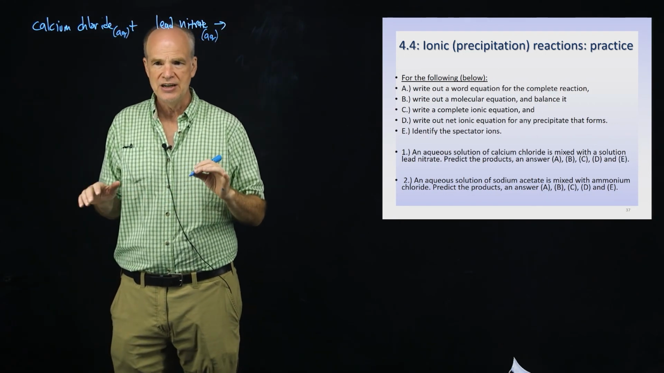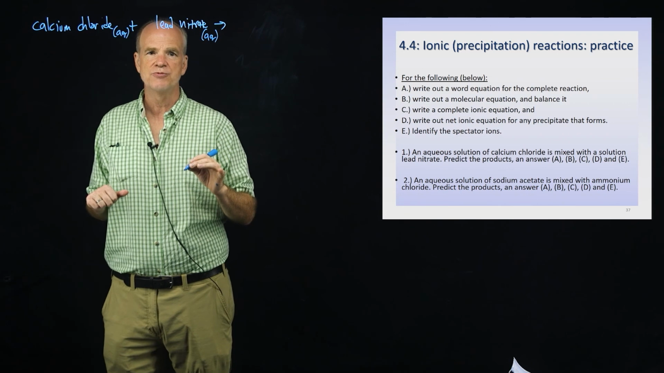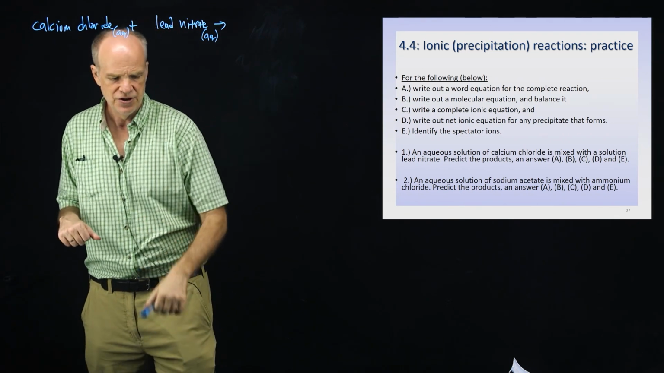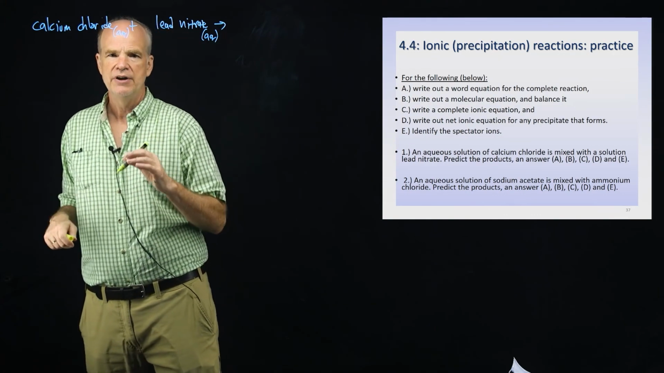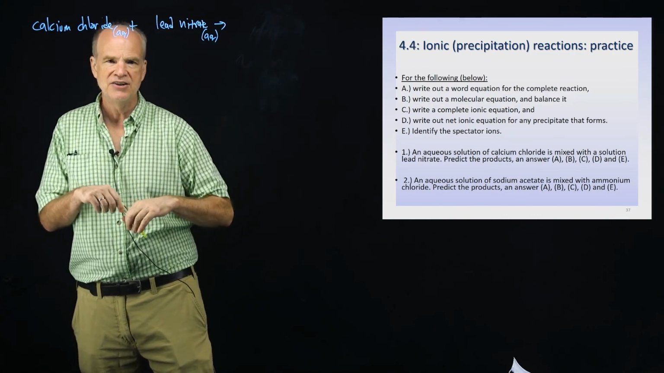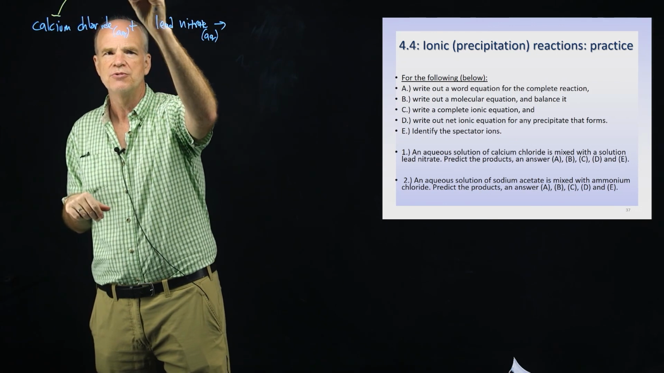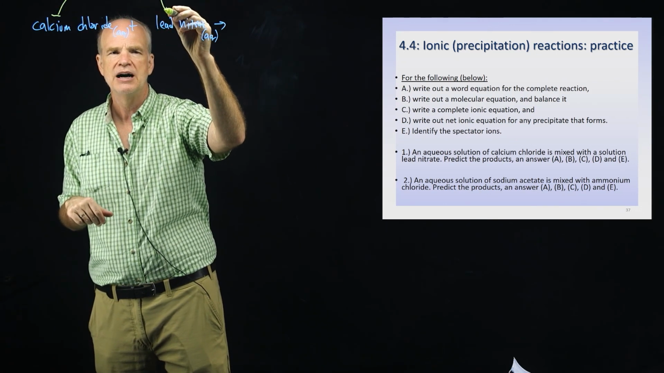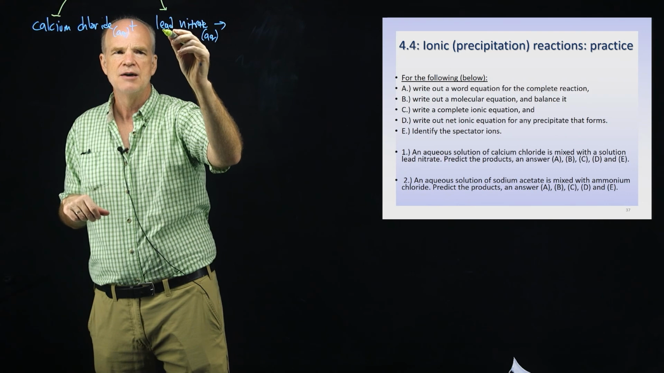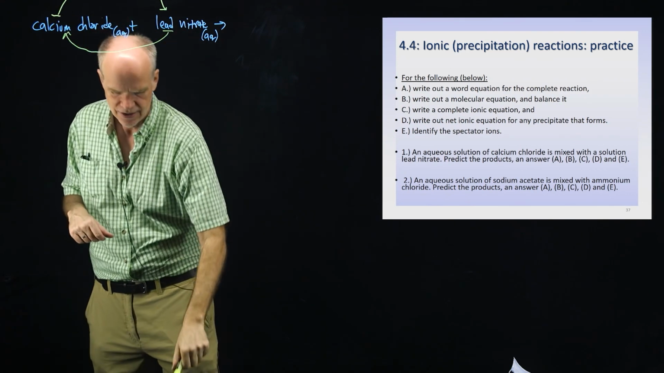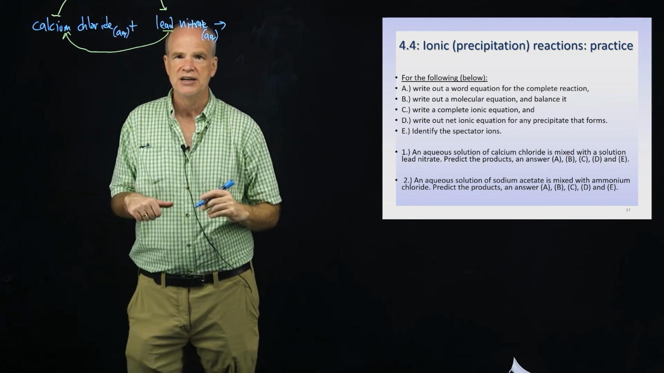Okay, so the next thing I need to do is predict what the products will be and what the state symbols will be for those products. You might remember that in these ionic reactions, if you have two ionic compounds, you should just assume that the calcium breaks off the chloride and binds to the nitrate, and the lead breaks off the nitrate and binds to the chloride. And so now we can sort of predict the products.